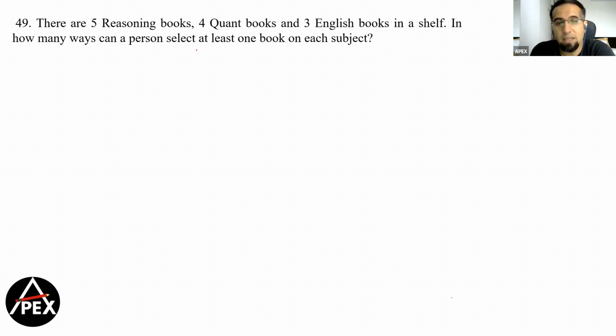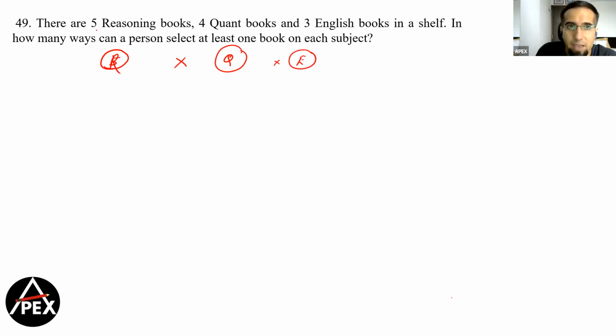So there are 5 reasoning books, 4 quant books, and 3 English books in a shelf. In how many ways can a person select at least one book on each subject? At least one book, not exactly one book. Now I'm going back to that. So I have to pick at least one book of reasoning and at least one book of quant and at least one book of English.